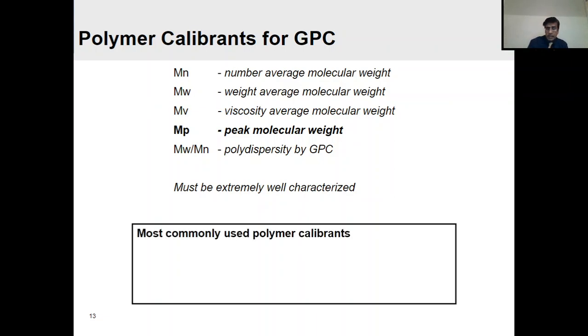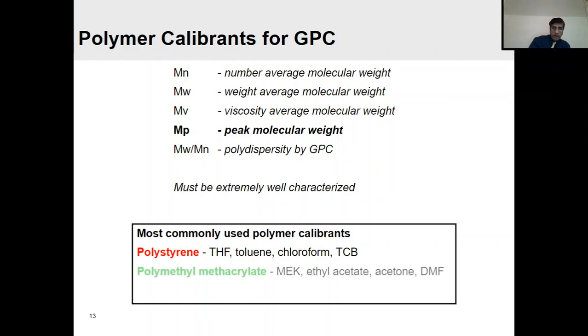The most commonly used polymer calibrant is polystyrene. We have a standard narrow molecular weight distributed polystyrene sample which can be used for calibrating the GPC machine. And for the solvent we can use THF, toluene, chloroform, and TCB. Similarly, polymethyl methacrylate can also be used, but the solvents are different. The names are mentioned to you here.